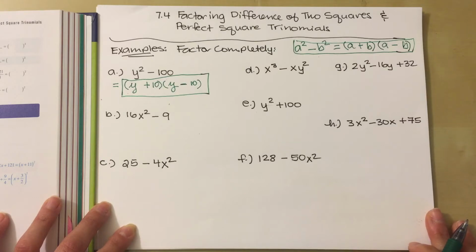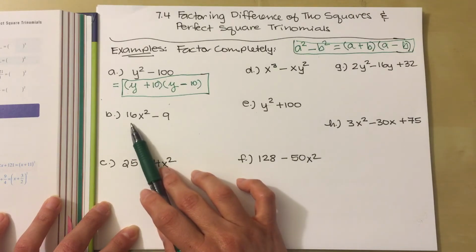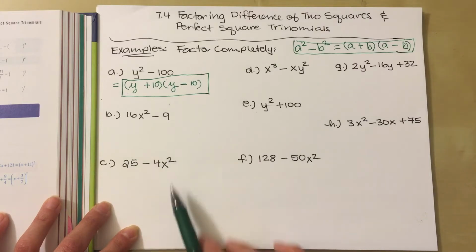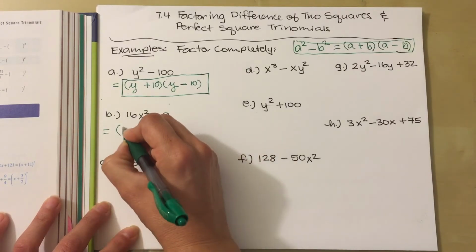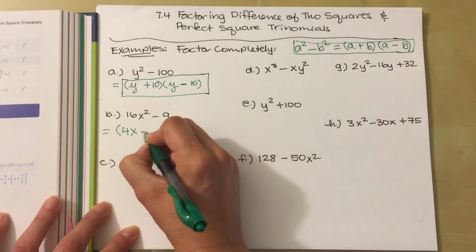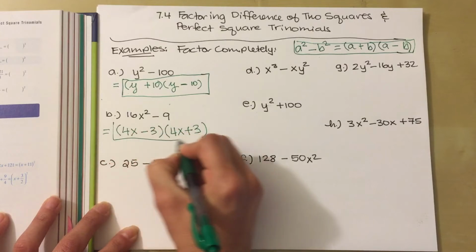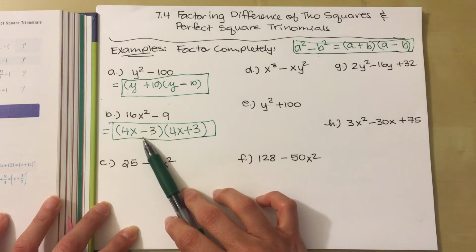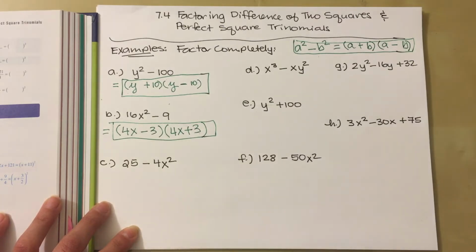Example B, same idea. We have two terms, we have a difference. 16 is 4 squared, 9 is 3 squared. This is a difference of squares. We can factor it. So 4x minus 3, 4x plus 3. It does not matter which of the factors you write first. I can write 4x plus 3 first or 4x minus 3. It does not matter. When we multiply, the order doesn't matter.